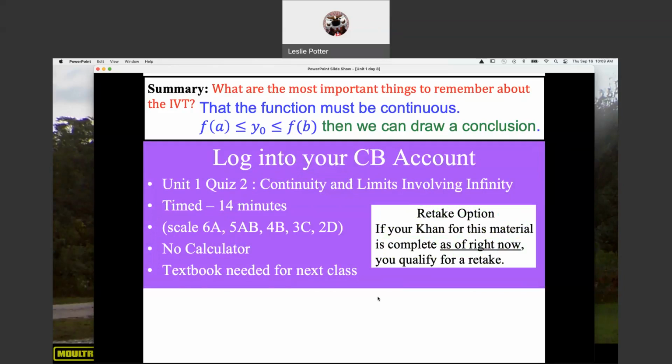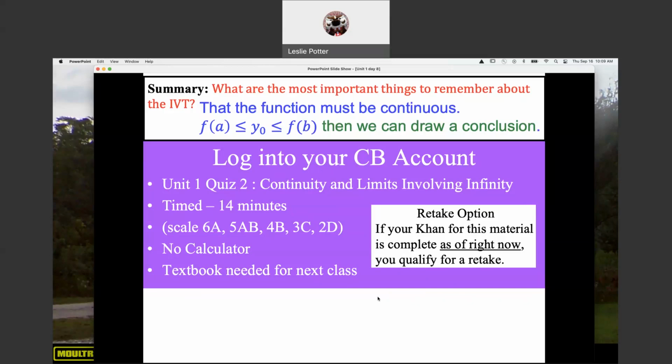And so timed 14-minute quiz. There's the scale. So my scale is 6 is an A. There's actually 7 questions though, right? So 6, it's really, you read the scale like 6 and up is an A. Okay, 5 is an A, B, 4 is a B, 3 is a C, 2 is a D.